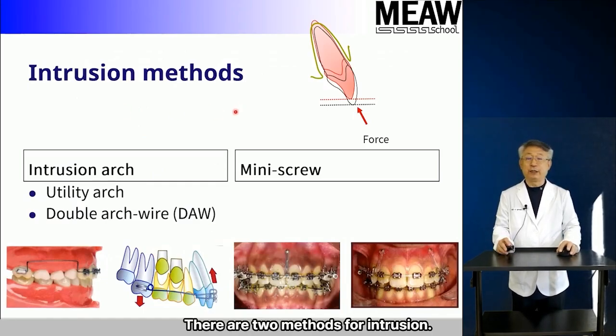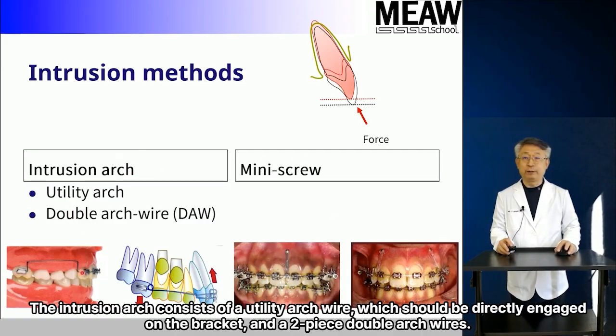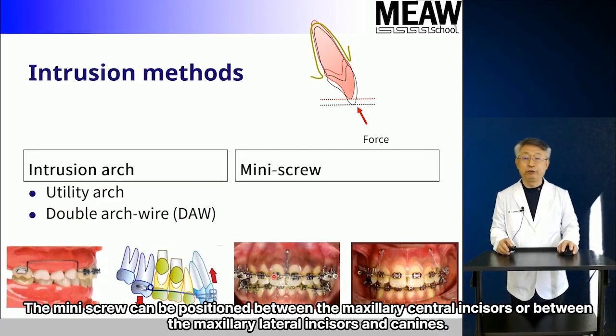There are 2 methods for intrusion. We can either use an intrusion arch or a mini screw. The intrusion arch consists of a utility arch wire, which should be directly engaged on the bracket, and a two-piece double arch wires. The mini screw can be positioned between the maxillary central incisors or between the maxillary lateral incisors and canines.